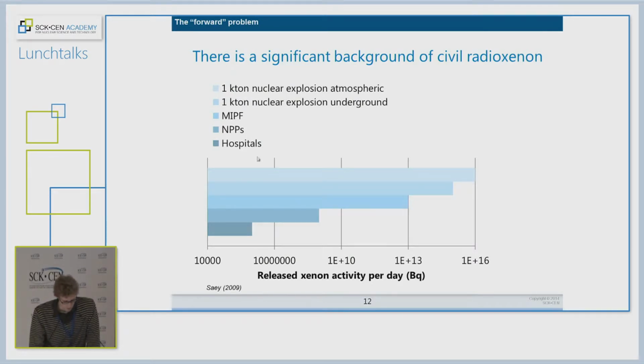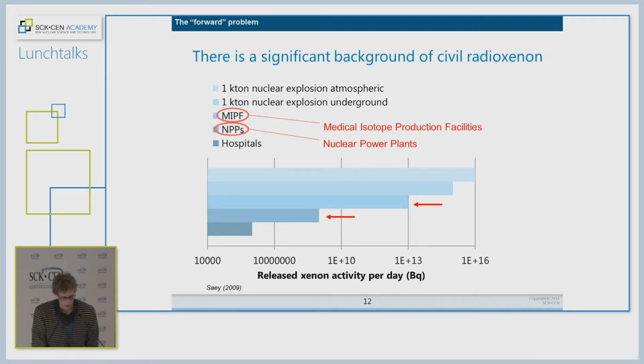So a 1 kiloton nuclear explosion which occurs in the atmosphere could have a release of 10 to the power 16 becquerel. An underground nuclear explosion could have a release between 0 and 10 to the power 15 becquerel. But two important civil sources also emit this radioxenon, and this can be detected by the network. And these are the medical isotope production facilities and nuclear power plants.